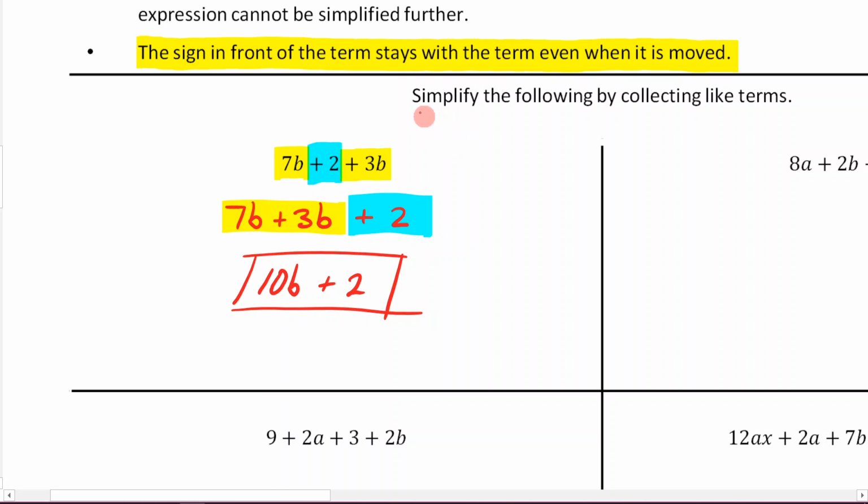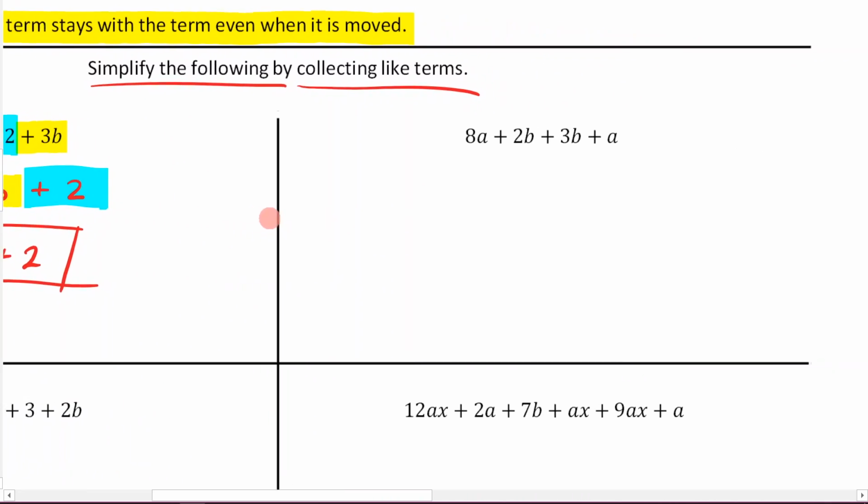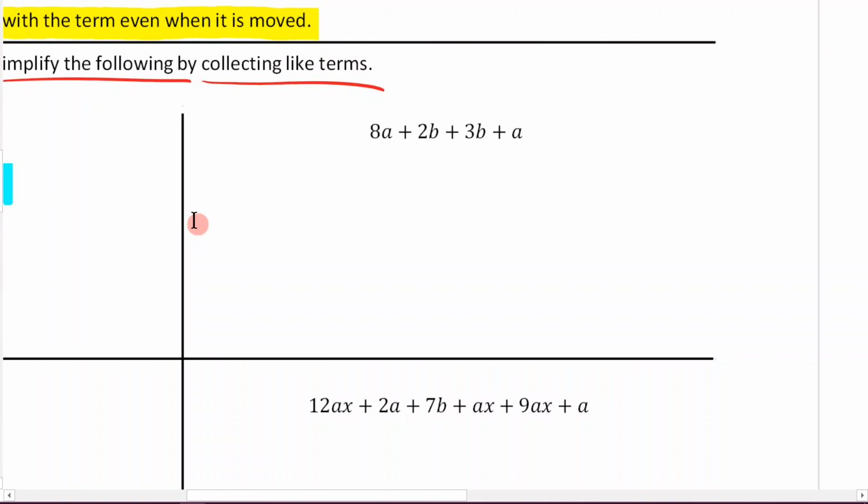So I have simplified the following by collecting like terms. Let's now move on to our next example, and we're going to use the same methodology here. We're first going to highlight our like terms. So here we have 8a, and here we have plus a, and now we also have plus 2b plus 3b. I'm now going to rearrange them so that all my like terms are next to each other. So I have 8a, plus a, plus 2b, and plus 3b.